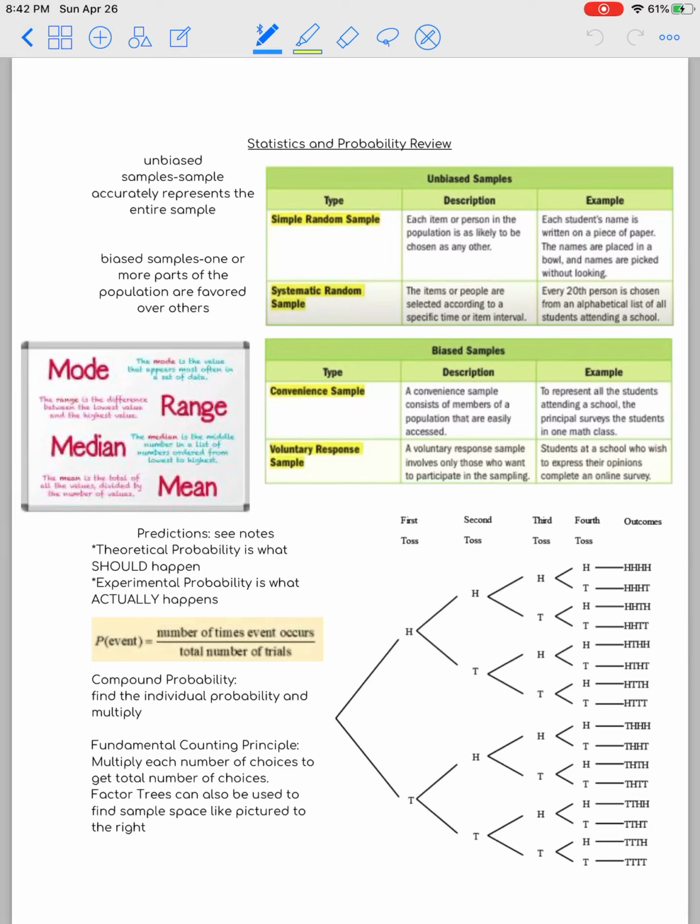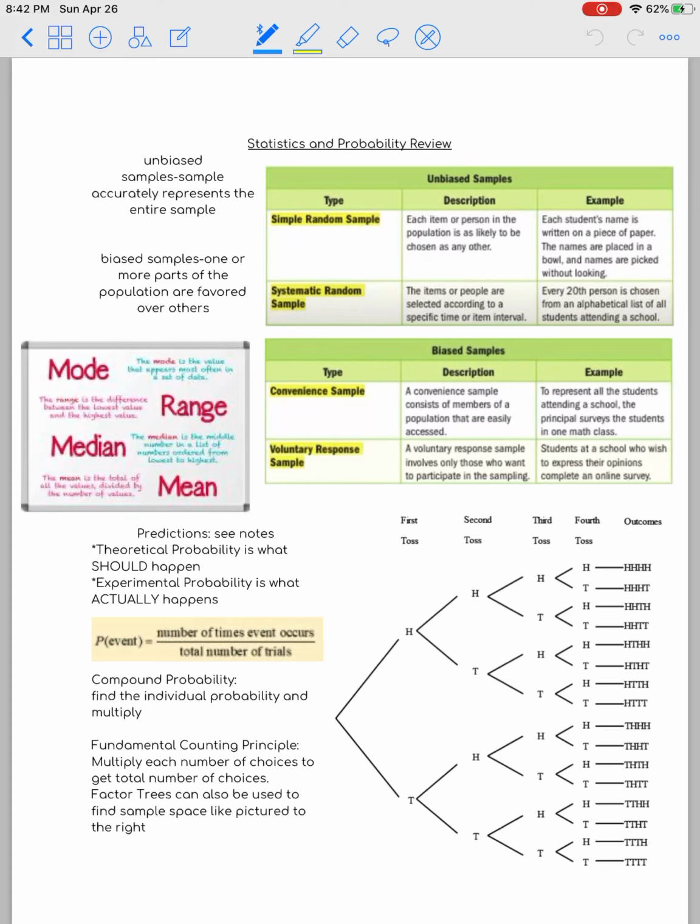Voluntary responses. The voluntary response sample involves only those who want to participate. Well, the problem is what if you have 700 students and only 20 of them want to fill out the survey? Well, that's not a good representation. That's a very small percentage of the school as a whole.